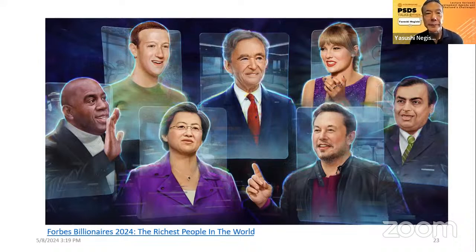This is a picture from Forbes magazine. This magazine annually updates the list of the richest people in the world. I think you can find some familiar faces like Elon Musk, who is also the CEO of Tesla and SpaceX and Twitter. And we can also see the famous American singer Taylor Swift.